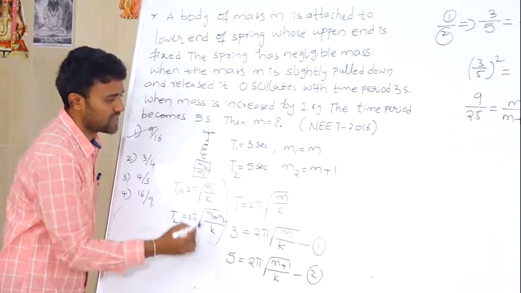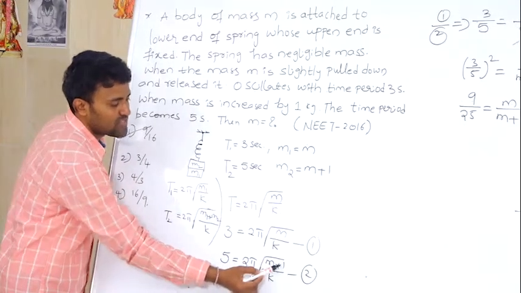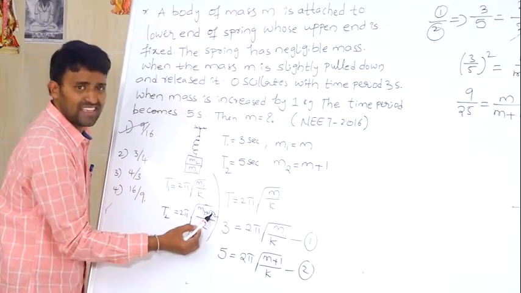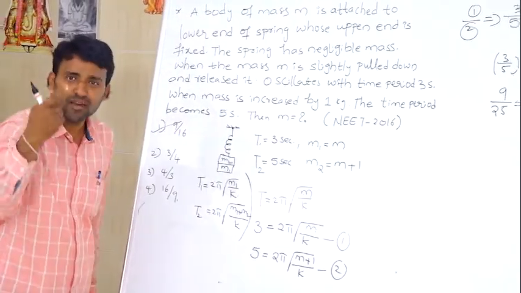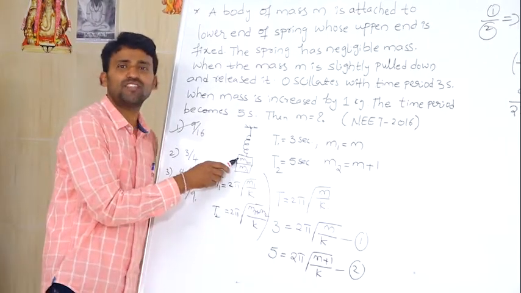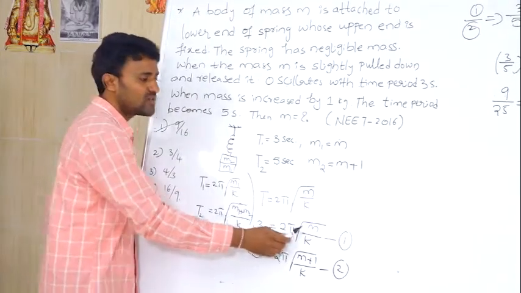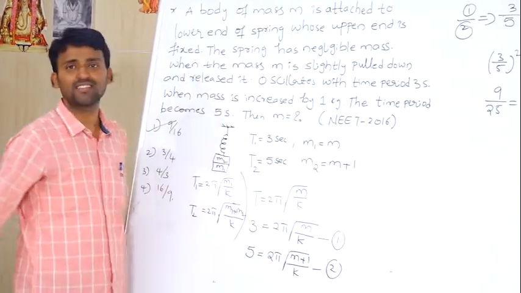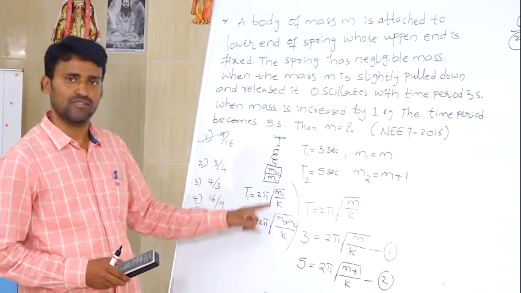See here, that only I have written. m1 means m, m2 means here m plus 1, means m1 plus m2. Here in the problem they mentioned it is increased by 1 kg, but I am taking it as one more block placed on the first block, which means we can write m1 plus m2. Otherwise, however much mass is added, you can write like this also. So whenever they give the problem, you have to do like this only.